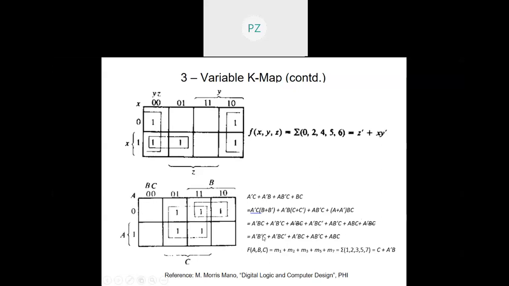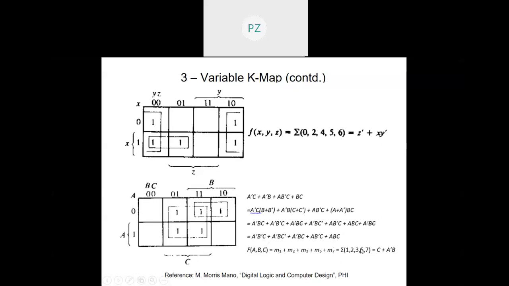Now let me write them in the proper sequence. First of all, A dash B dash C, plus A dash B C dash, then A dash B C, and then A B dash C, and then A B C. Now what is this? This is 0, 0, 1, which is M1. A dash BC dash, so this is 0, 1, 0, M2. This is 0, 1, 1, so M3. This is 1, 0, 1, so M5, and this is 1, 1, 1, so M7.